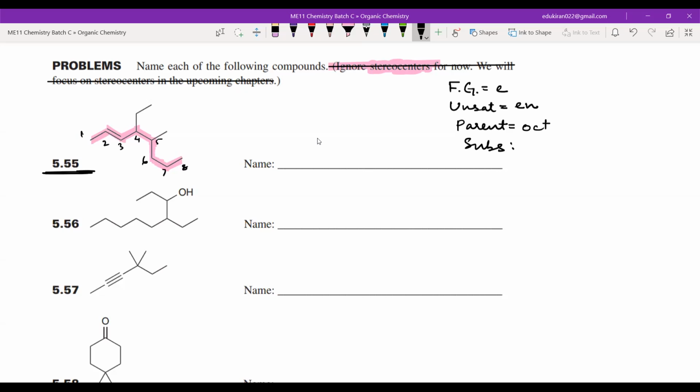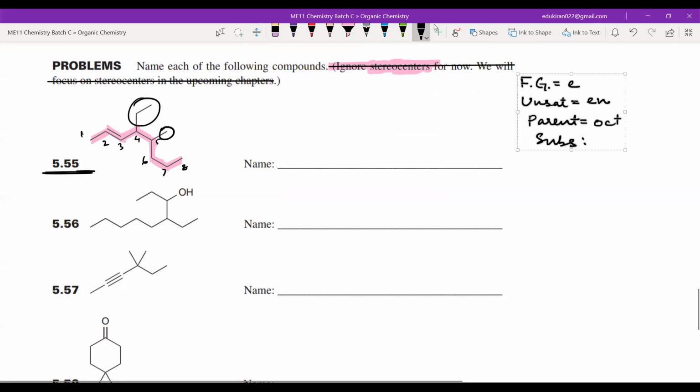Now we have substituent. How many substituents are there? 2. There are two substituents, yes or no? Yes, sir. What is the first substituent? Here it's ethyl. This one is ethyl. This is methyl. Correct. So ethyl is in the fourth position. So I will write 4 ethyl, 5 methyl. Correct. Yes or no? Yes, sir.